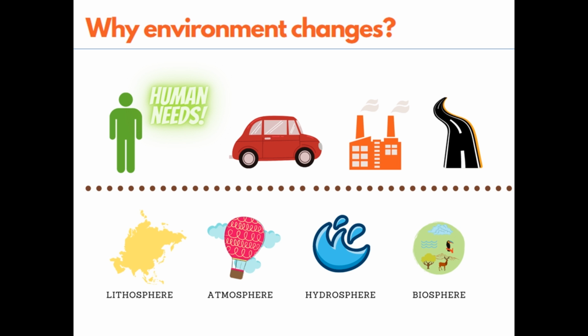Our environment often gets modified due to human needs. We use vehicles through which carbon emissions are emitted. Land is used to build factories. They all play a drastic role on the Earth's domain behavior. The domains of Earth are lithosphere, atmosphere, hydrosphere and biosphere, and we have studied this extensively in our previous class.